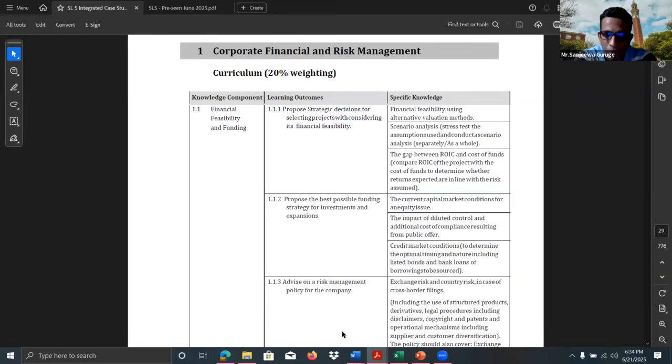During this session, we'll try to revise the key points that you should consider, that you should be familiar with, you should understand, and how to apply these concepts in this module. When you are answering the case study, what are the key areas that you should be familiar with with respect to corporate finance and risk management, which covers a significant percentage of the module?